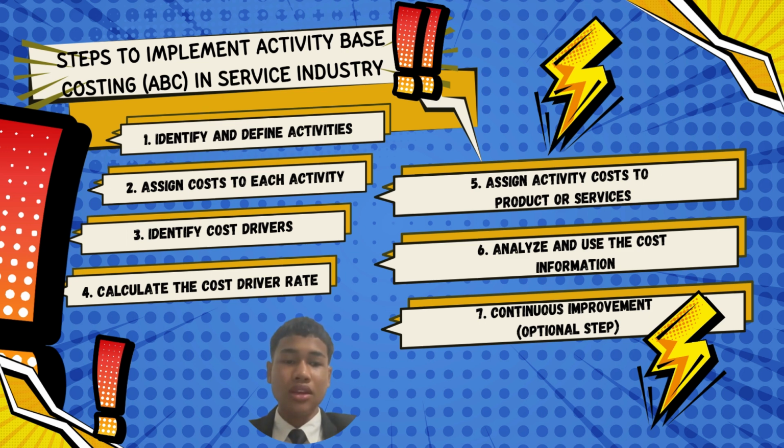The fourth step is calculate cost driver rates. Now we calculate the cost per unit of each cost driver. This is done by dividing the total cost of an activity by the total number of cost driver units. For example, if answering 1,000 calls costs RM5,000, then the cost driver rate is RM5 per call.